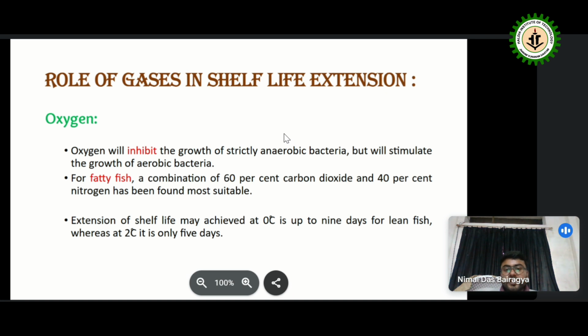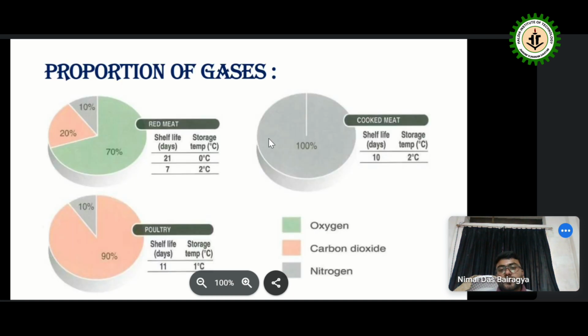And also it will inhibit the growth of strictly anaerobic bacteria, but also stimulate the growth of aerobic bacteria by the using of oxygen. So here are some graphical presentation of different combinations of gases used in different food products. At first we can see the red meat. So red meat, there are 70% of oxygen we can use, and 20% of carbon dioxide and 10% of nitrogen gas we can use, and that's why the shelf life is increased to 21 days, if we keep this product at 0 degrees Celsius.